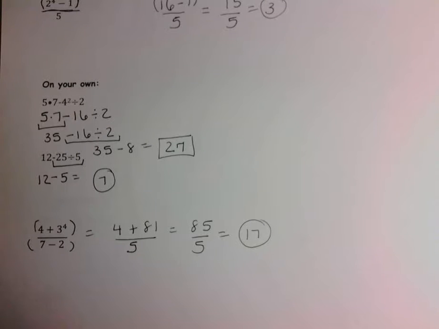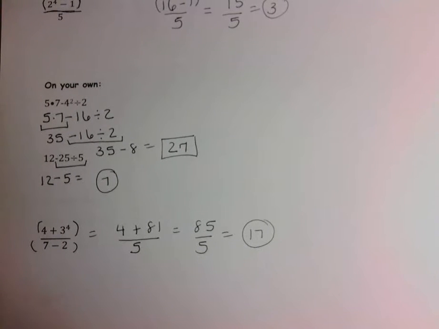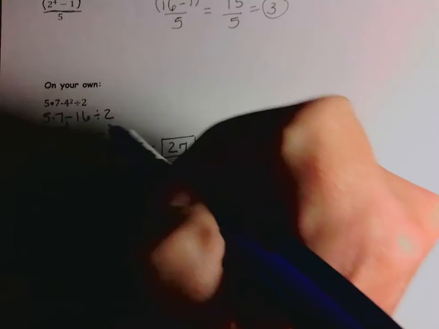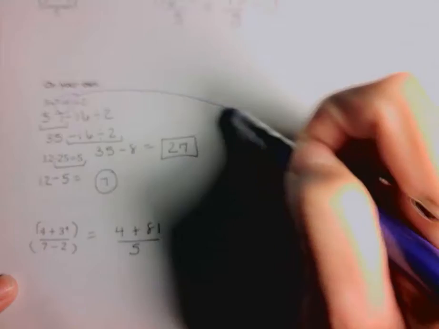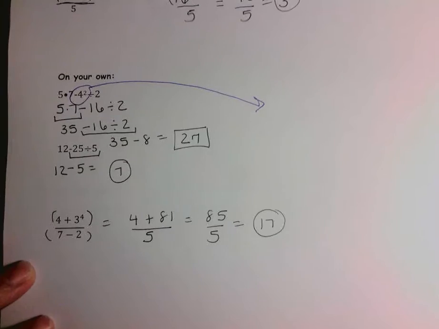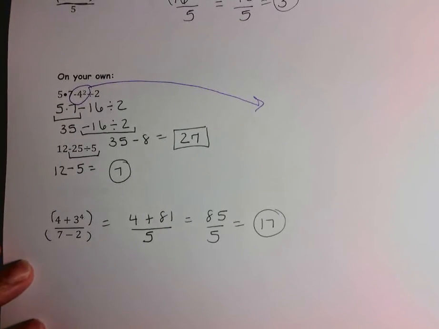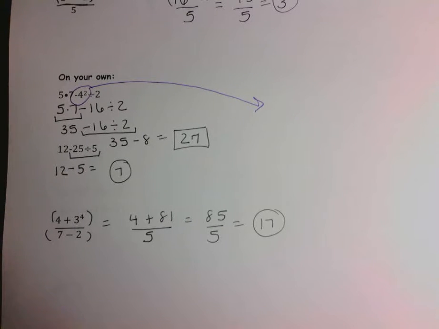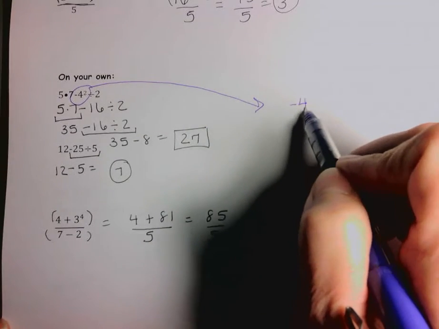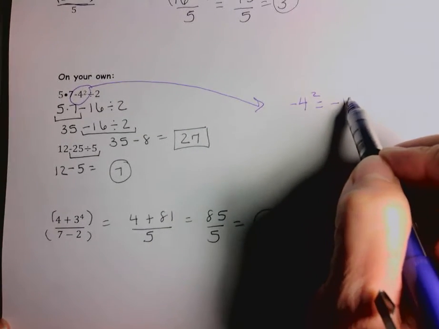Here are your answers, 27, 7, and 17. So I want to call your attention to this -4 squared. Let's look at that real fast. Where did I start in this problem? I would start with grouping symbols, but there are no grouping symbols, so I'm going to move straight to exponents. And so with -4 squared, that's -16.